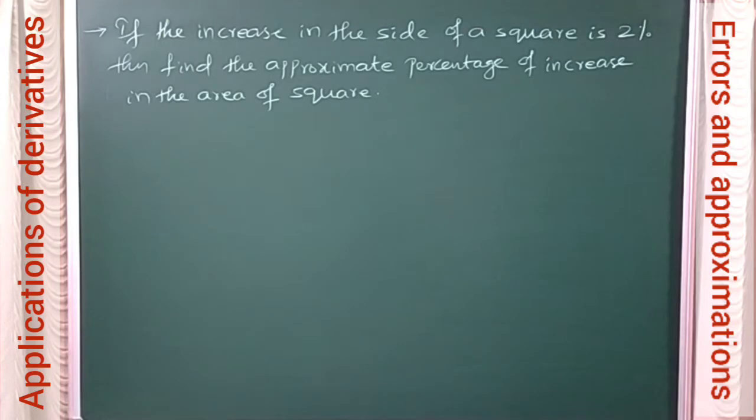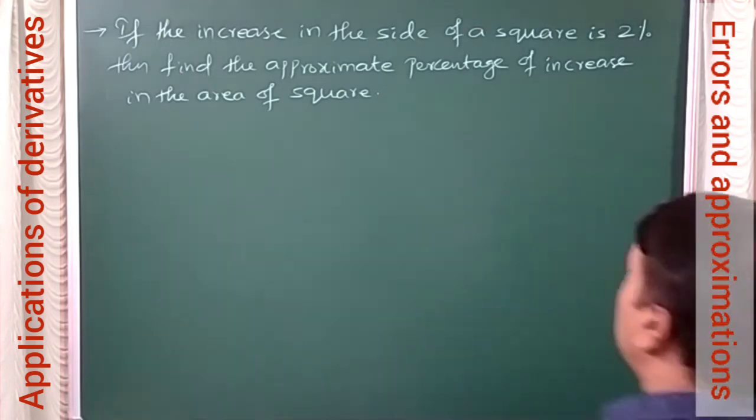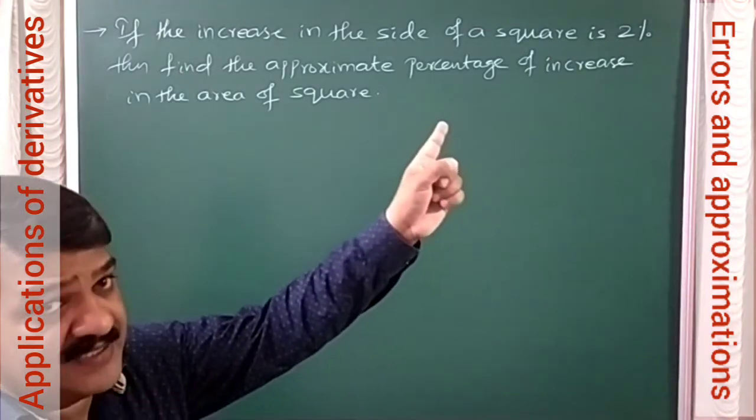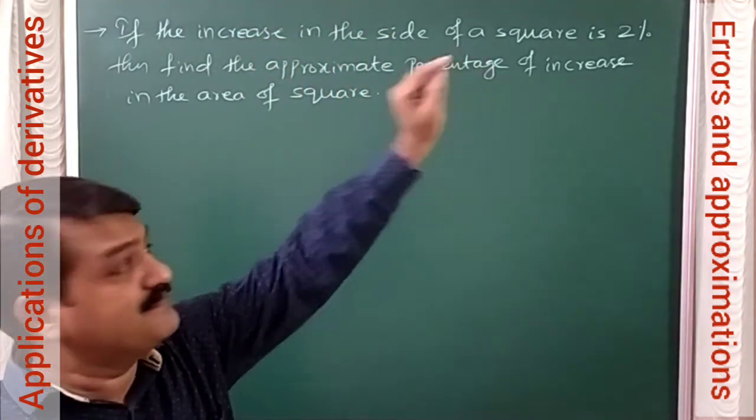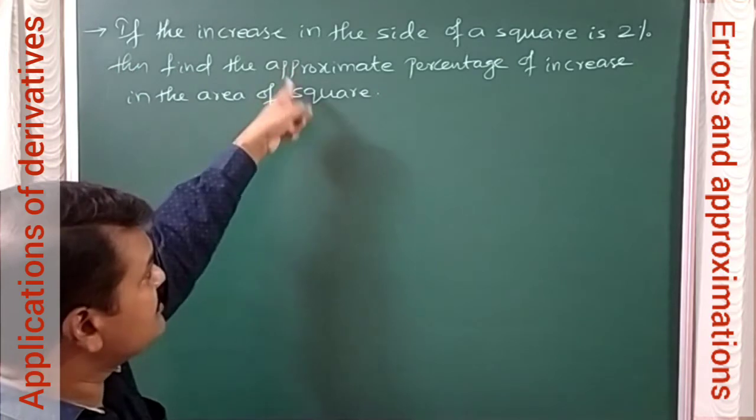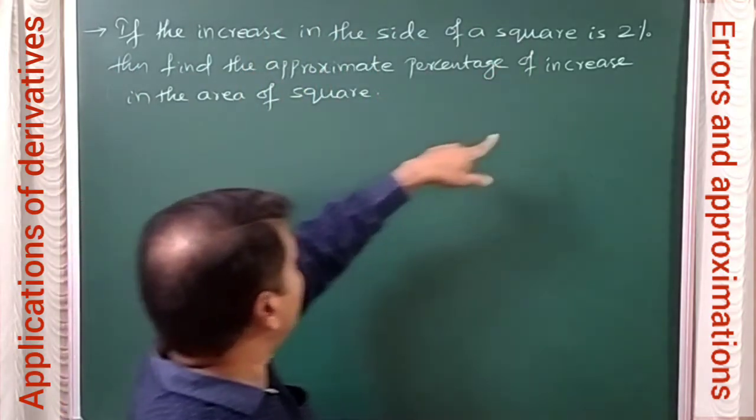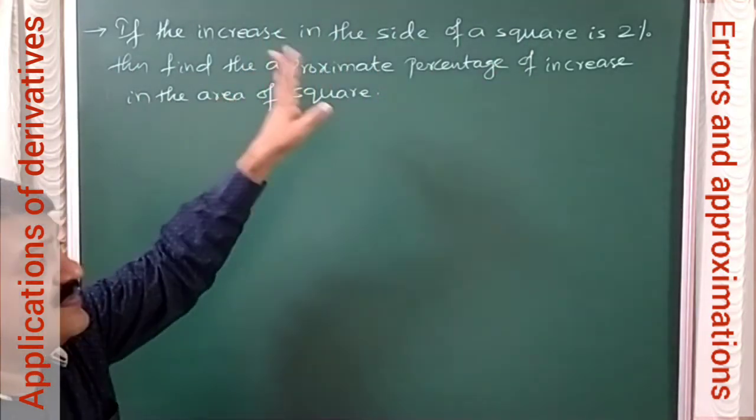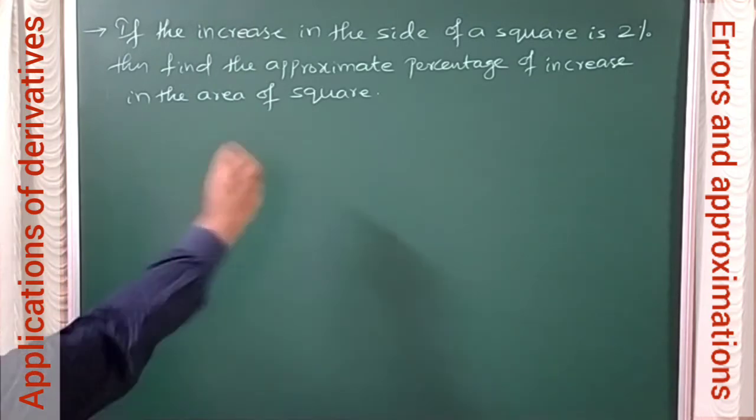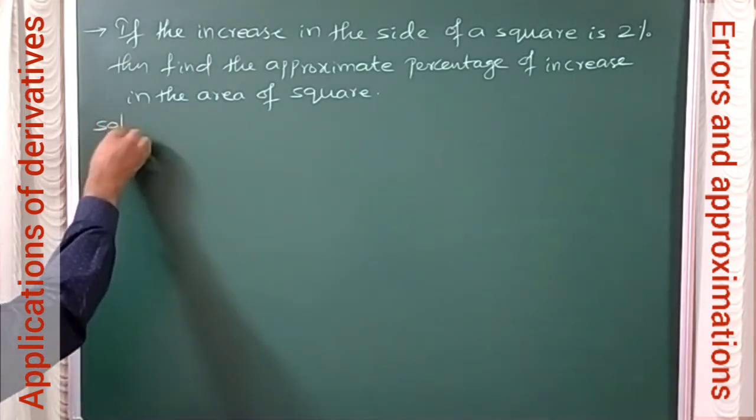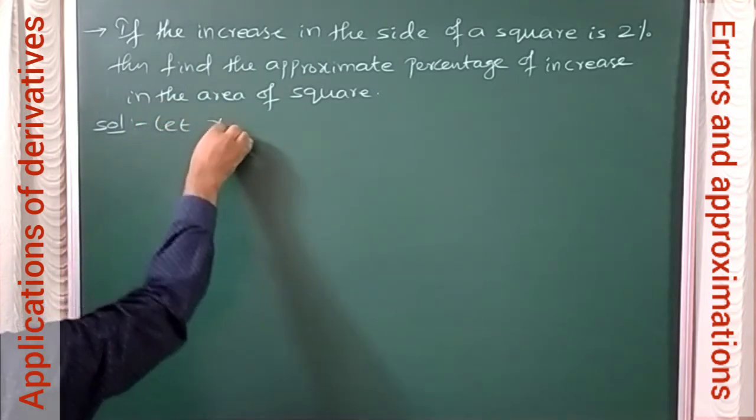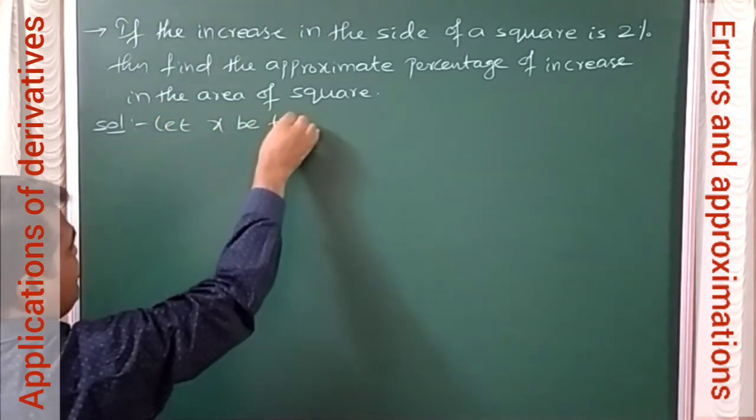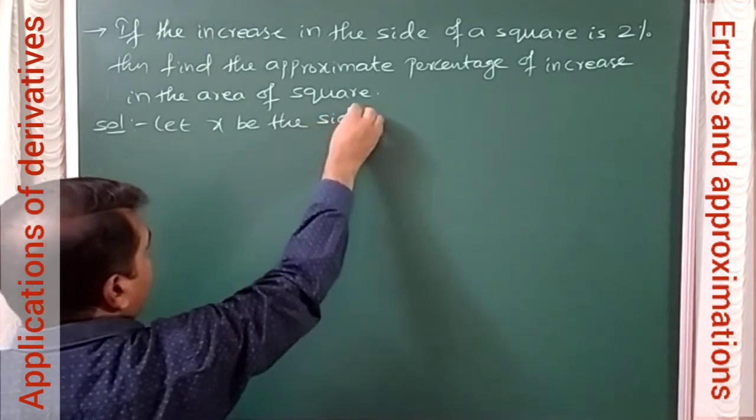Now the next question: if the increase in the side of a square is 2%, that is the percentage increase in the side they have given. Find the approximate percentage of increase in the area of the square, they are asking. Okay, so the increase in the side of a square they have given. Let us consider, let x be the side of the square.